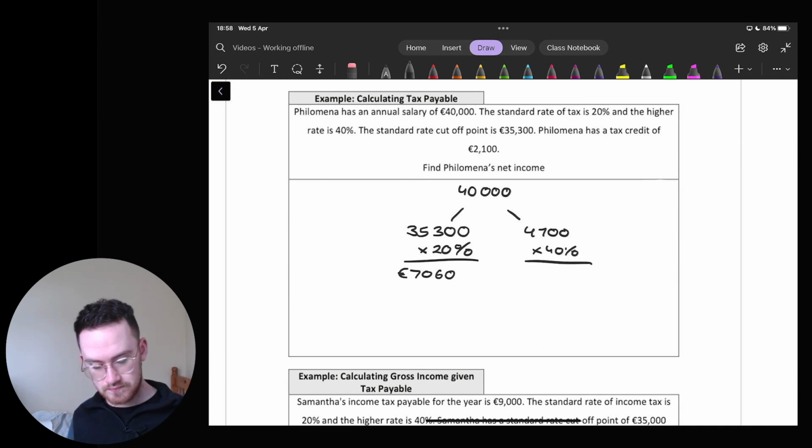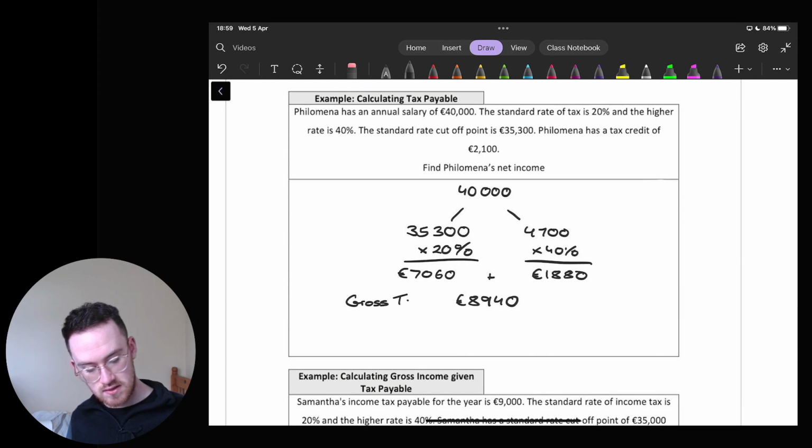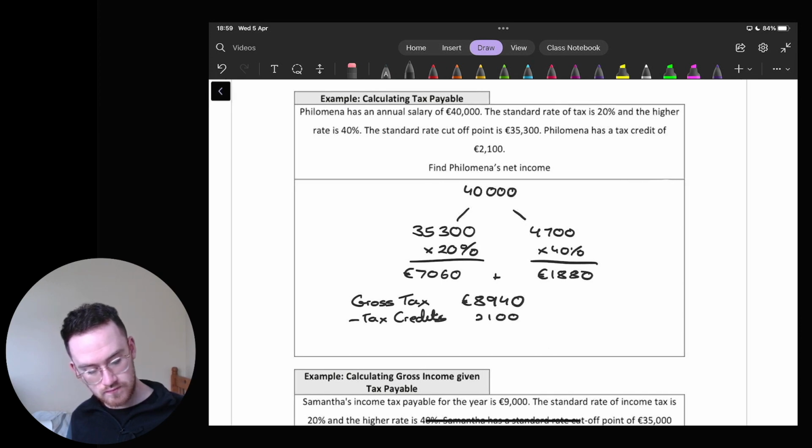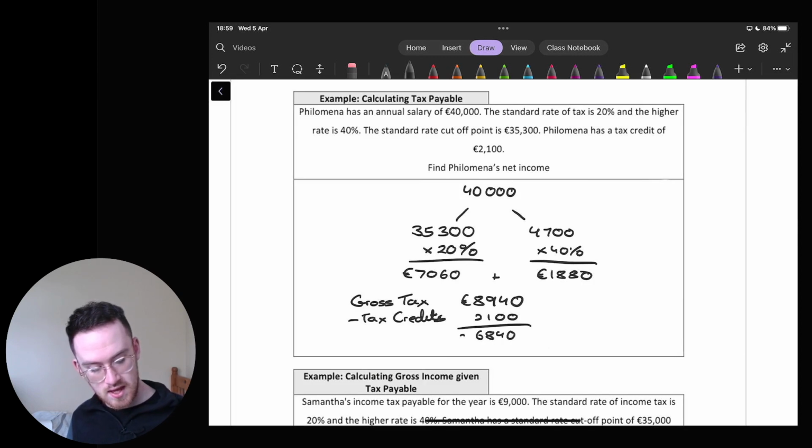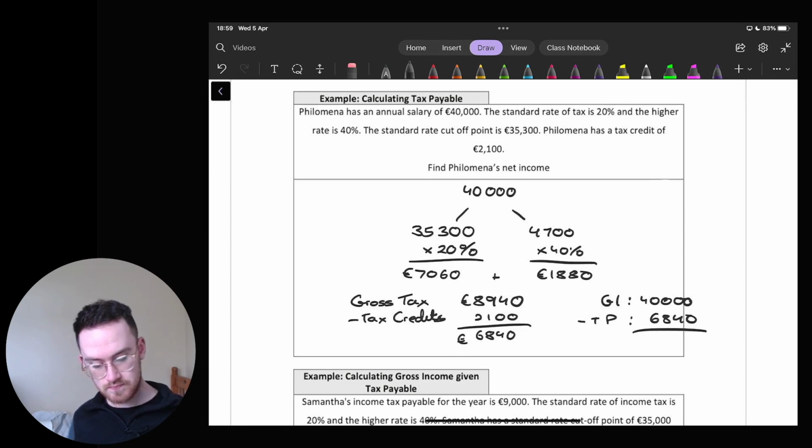So that gives me 1,880, and adding those together, I get 8,940. That's my gross tax. Then I have to take away my tax credits. Her tax credits are 2,100. So taking that away, we get that the tax is 6,840, and we're asked to find net income. So her gross income is 40,000 minus the tax payable, which is the 6,840 that we just worked out.